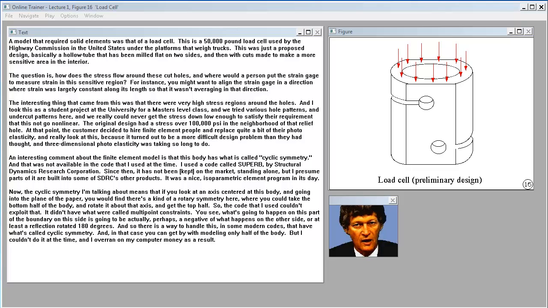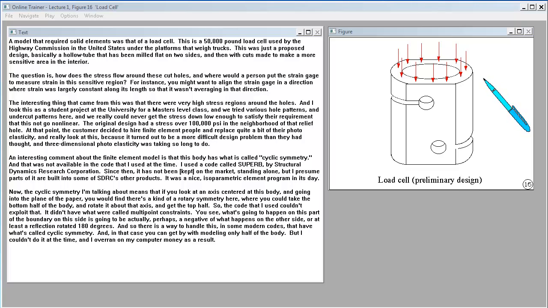A model that required solid elements was that of a load cell. This is a 50,000-pound load cell used by the Highway Commission in the United States under the platforms that weigh trucks. This was just a proposed design. It's basically a hollow tube that has been milled flat on two sides and then with cuts made to make a more sensitive area in the interior. The question is, how does the stress flow around these cut holes, and where would a person put the strain gauge to measure strain in this sensitive region? For instance, you might want to align the strain gauge in a direction where strain was largely constant along its length so that it wasn't averaging in that direction.